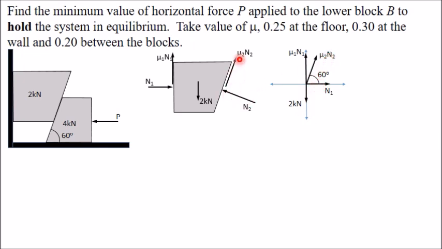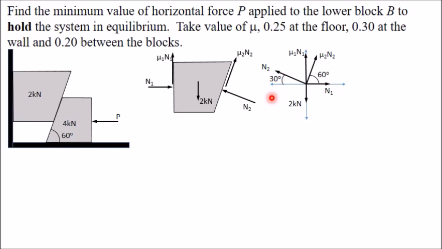Now N2 is perpendicular to mu2 N2, because I already explained that the normal reaction and friction force are always perpendicular to each other. So the normal reaction will be perpendicular to mu2 N2. From that you can see this angle should be 30 degrees, because this angle is 90, so 90 plus 60, and the total angle is 180. From that you will get this 30 degrees.